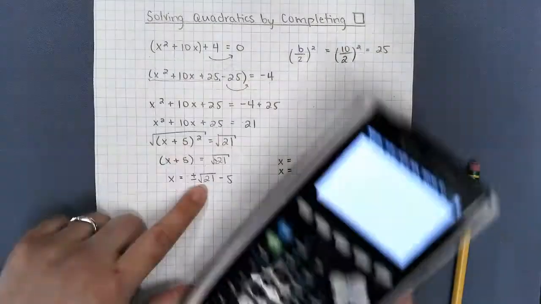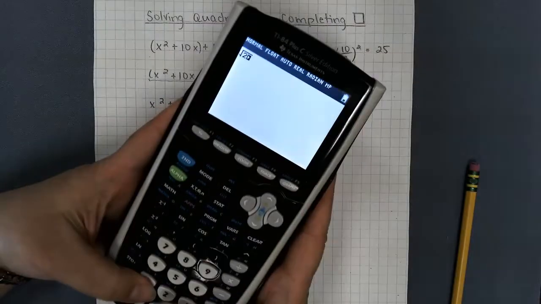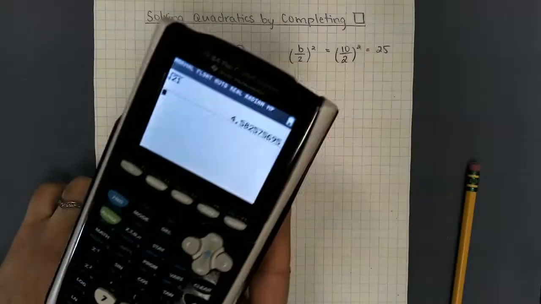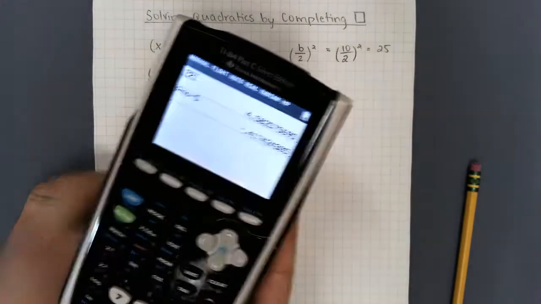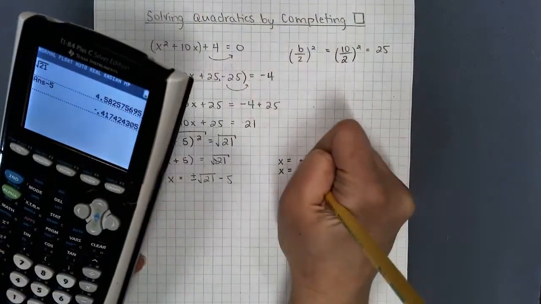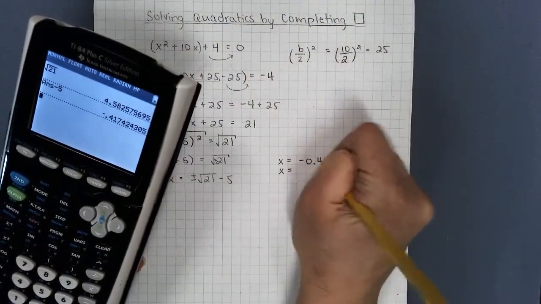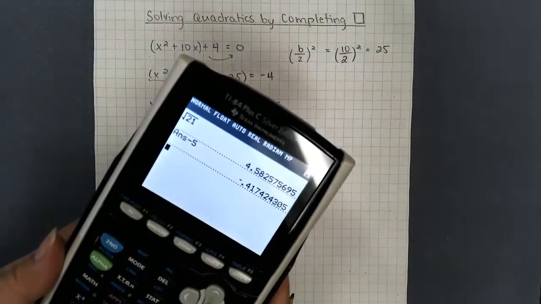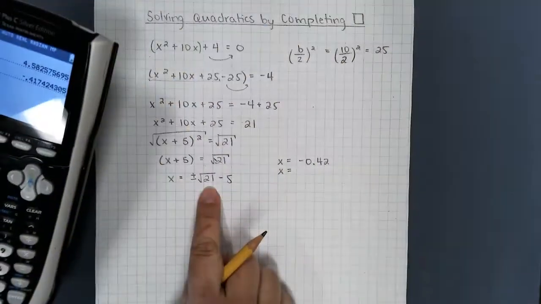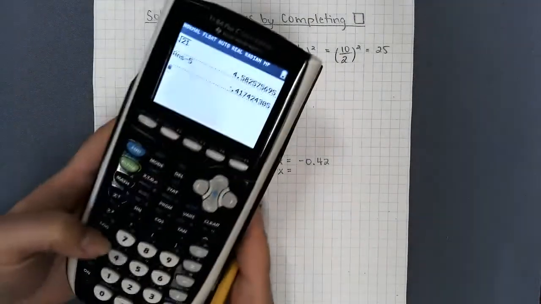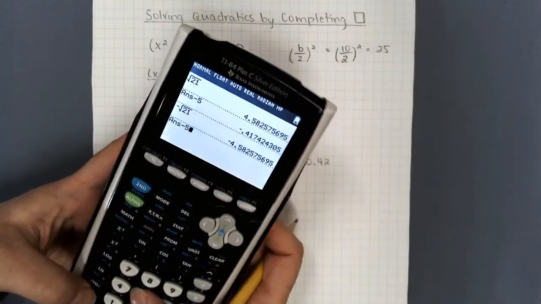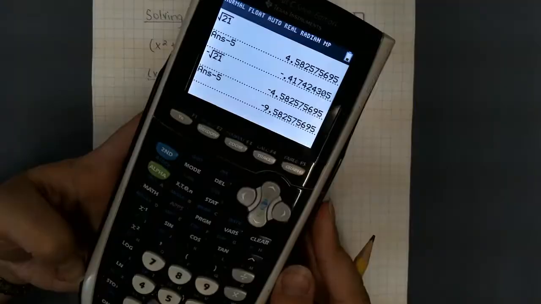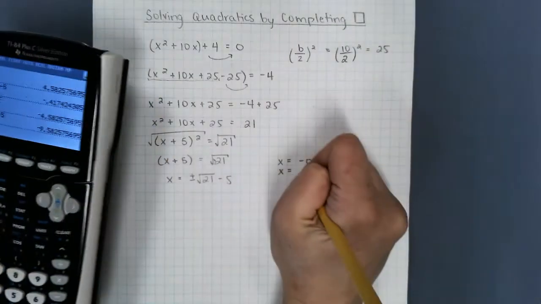So let's start off with positive root 21, and I'm going to hit enter just so I have it on my calculator and it doesn't mess anything up with order of operations, and then I'm going to subtract 5, and that gives me negative 0.42. I'm going to round up, and my next one, I'm going to take the negative square root of 21, so negative root 21 into my calculator, and then I'm going to subtract 5. And that's going to give me negative 9.58.